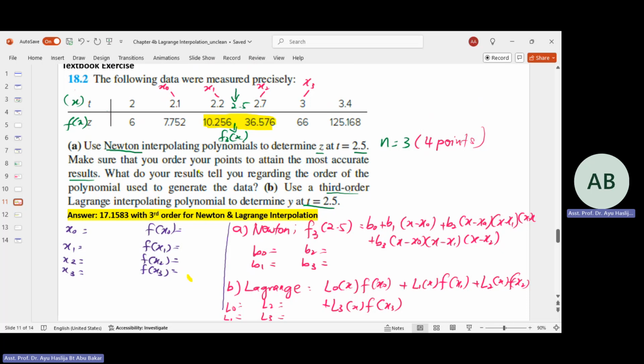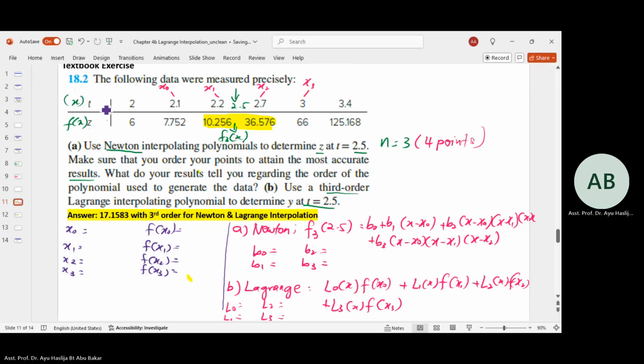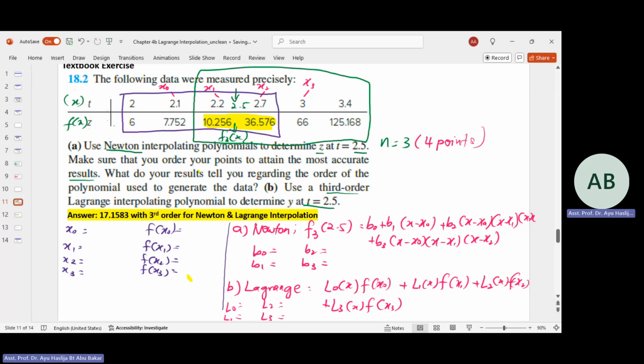Okay, so for this question you can have a few sets of data points: from x0 equals 2.1 to x3. Another set of data points you can have from 2.2 to 2.7. This one also can. Or you can also have data points from 2.2 to 3.4, as long as there are 4 points and your x is in between the data points.